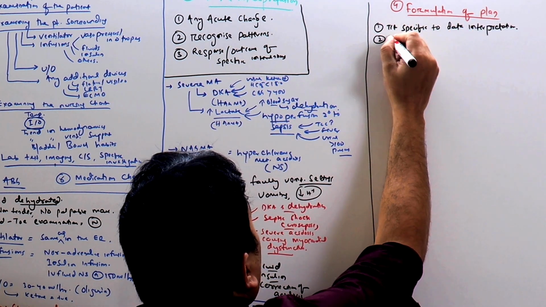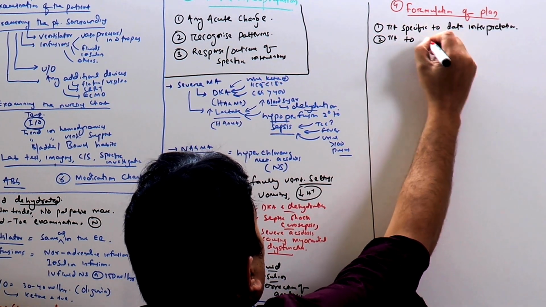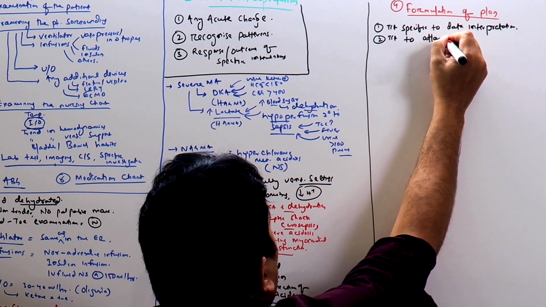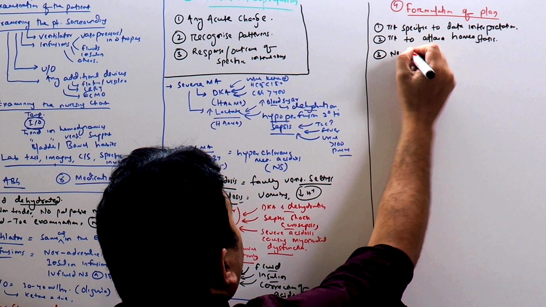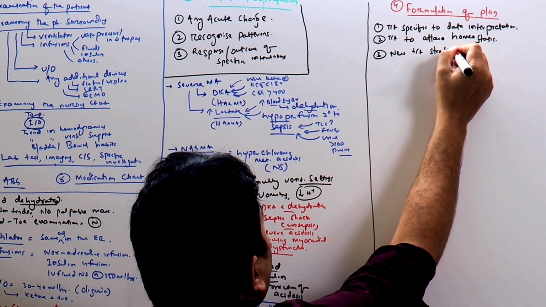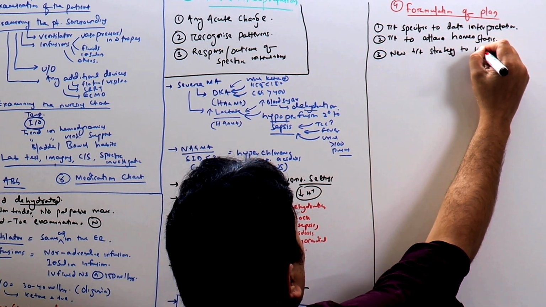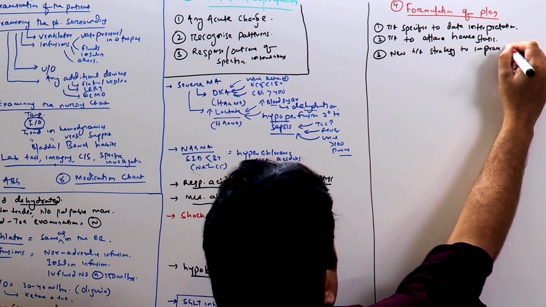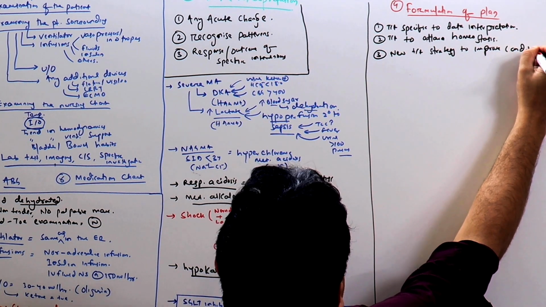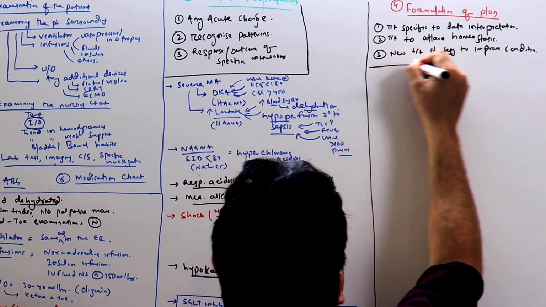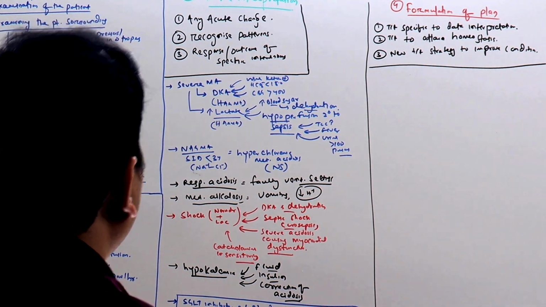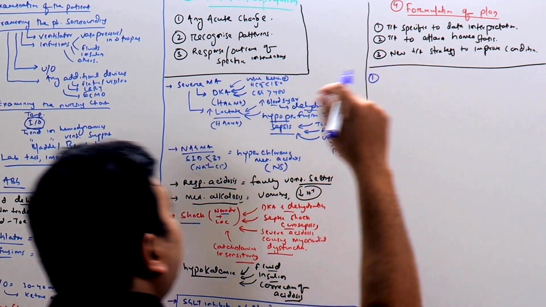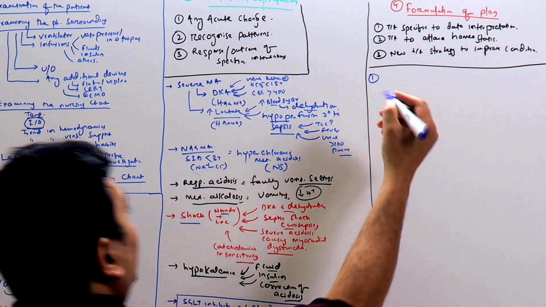Number two, treatment to attain homeostasis. Number three, new treatment strategy to improve condition. These are the basic three things in the formulation of plan. So in our case, let us see what are the things we can do. So start giving fluid according to DKA protocol.